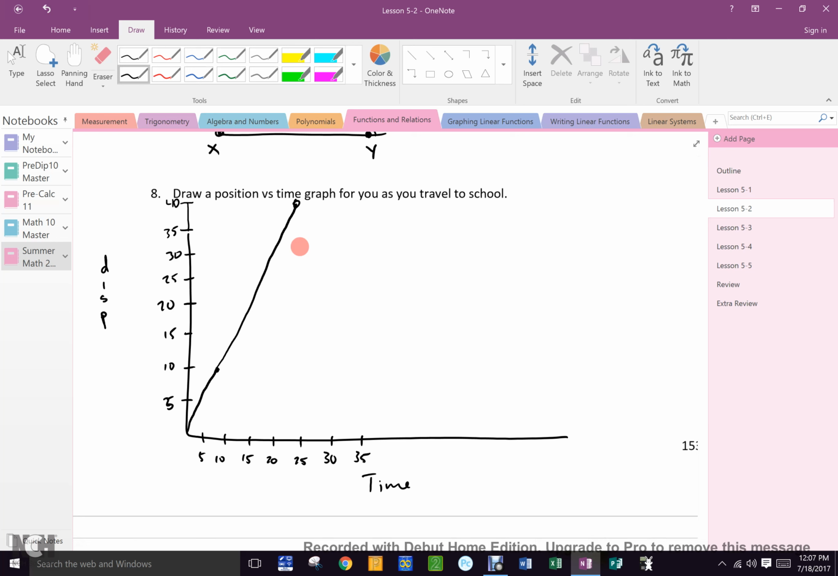Everybody good? I didn't draw it very well. I should have stretched the time out so the graph stretched onwards. But it would go down flatter. And then I arrive here at Mowat.